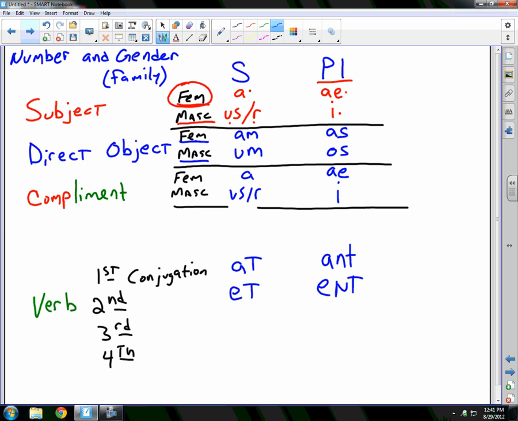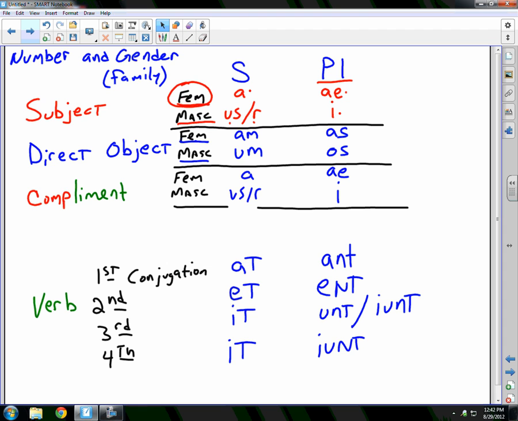For the third, remember the E went away, so I have to come up with a vowel. It's an I. And for the plural, it's either going to be UNT or IUNT. As we get further along in Latin, we'll discuss which one to pick and when. Right now, you just kind of have to memorize which ones are IUNT and which ones are UNT. The I stays for the fourth conjugation, so I have an I and a T, and all fourth conjugations will be IUNT for the plural.